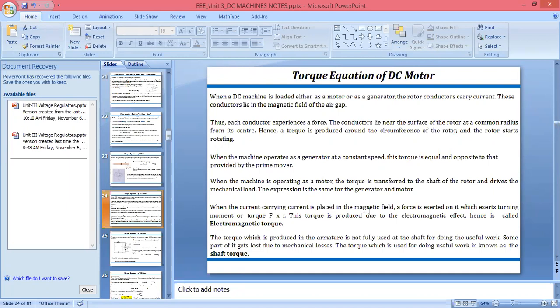So this torque is proportional to the electromagnetic field. Just because of this reason we call that torque the electromagnetic torque. Some of the torque developed in the armature is not fully used at the shaft for doing useful work, and some is lost due to mechanical losses. The torque that is used for doing the useful work, we call the shaft torque.